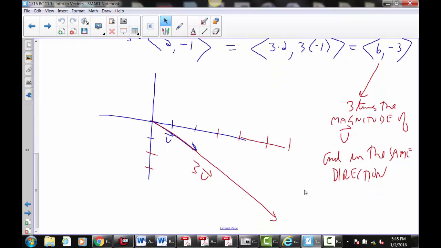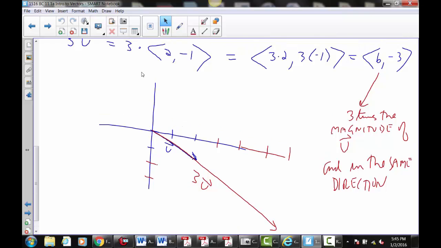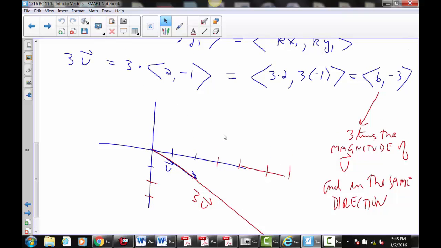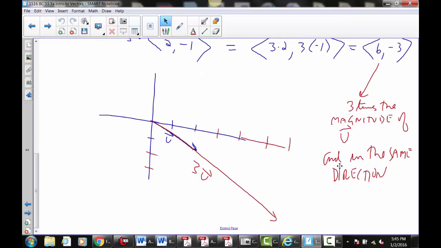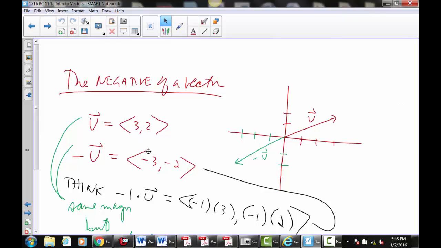Now, geometrically or visually what this looks like, vector u is here at 2, negative 1. What we did is we made vector u 3 times as long as it used to be and pointing in the same direction because we multiplied it by a positive. So it's now 3 times as long but pointing in the same direction.